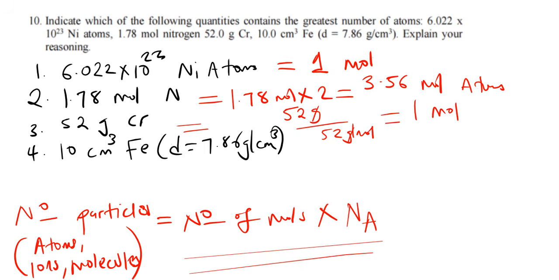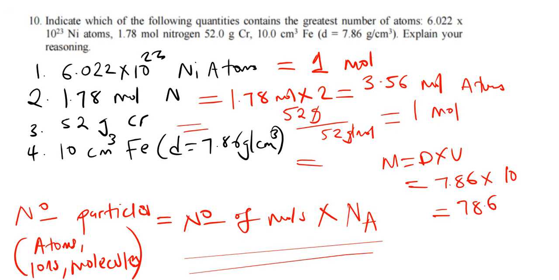Then we come to the last one, this one for density. We've been given a density of 7.86 grams per cubic centimeters. Now you know that if density is equal to mass over volume, mass will be equal to density times volume. In this case the density is 7.86, I'm going to ignore the units from now, multiplied by the volume, which we've been given as 10 cubic centimeters. So we multiply by 10, the point just moves one step, so I'm going to have 78.6 grams.